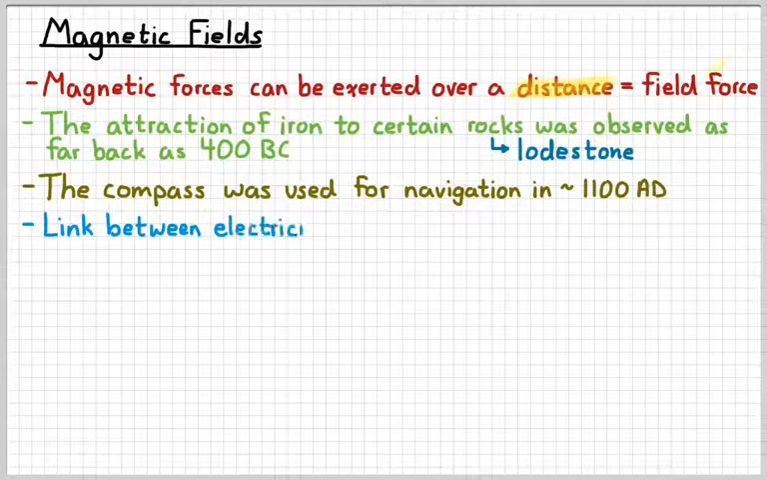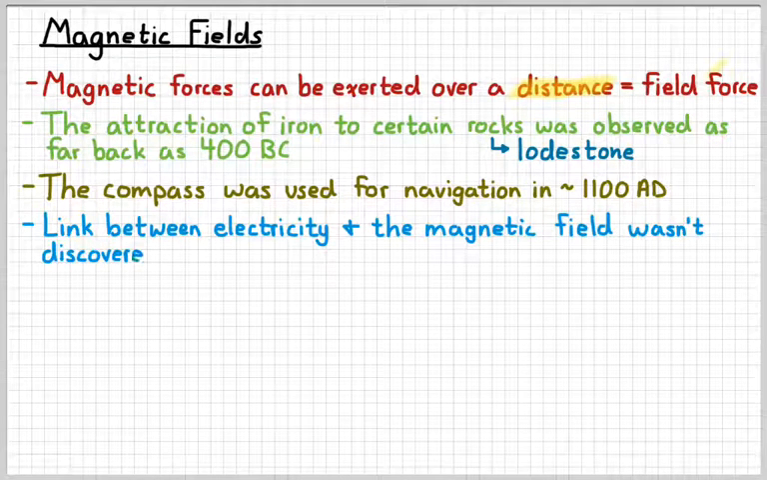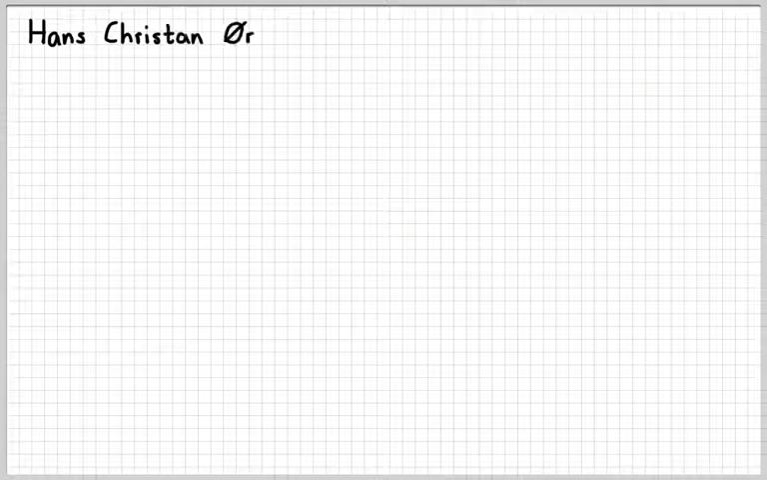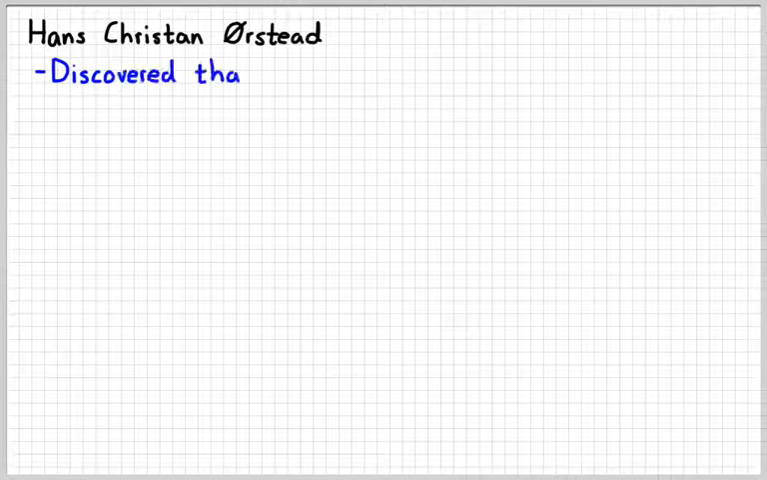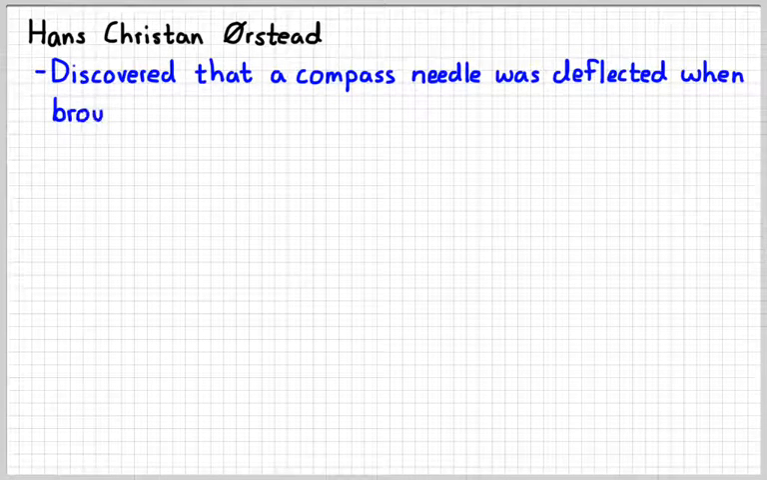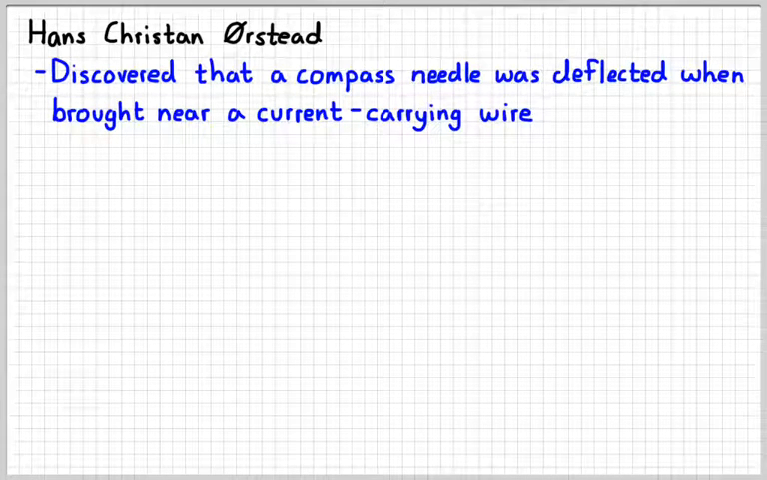But it wasn't until about 1820 that we understood the link between these magnetic forces, which really didn't have much use until then other than the compass, and electricity. So electrical charges and magnetic fields can interact with each other, and that's where we need to start. In 1820, Hans Christian Ørsted, while doing a lecture, discovered that a compass needle, which remember is just a tiny magnet, would be deflected when it was brought near a current-carrying wire. This is a very important observation.